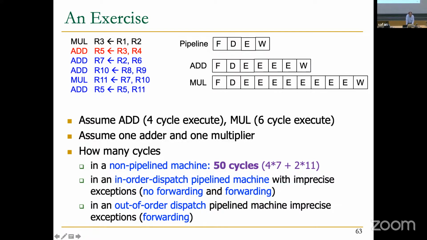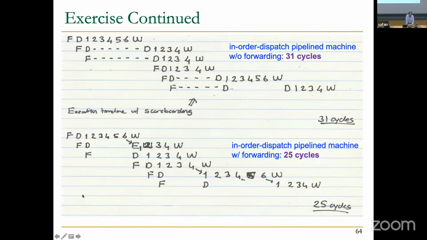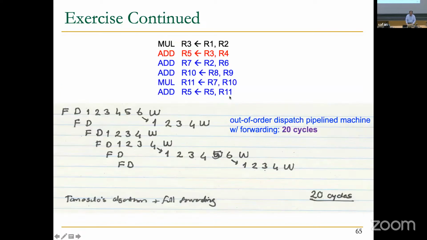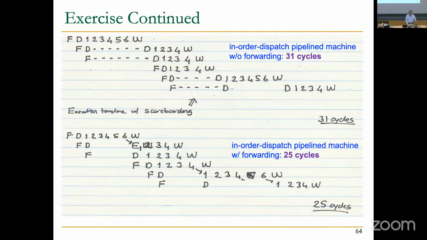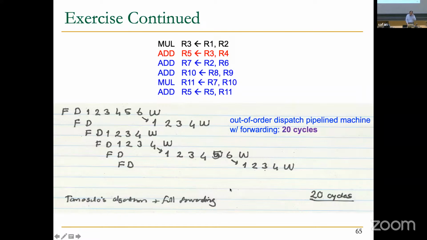Then we have the in-order dispatch pipelined machine with no forwarding and with forwarding paths, and the out-of-order dispatch pipelined machine. This is actually the answer to that. I'm not going to cover it. You can check at home. We're going to only cover the out-of-order one. From the 50 cycles, with the pipeline we can get to 31 cycles. By adding forwarding paths, we can get to 25 cycles, which is good. But with out-of-order execution, we can get to 20 cycles, which is much faster.